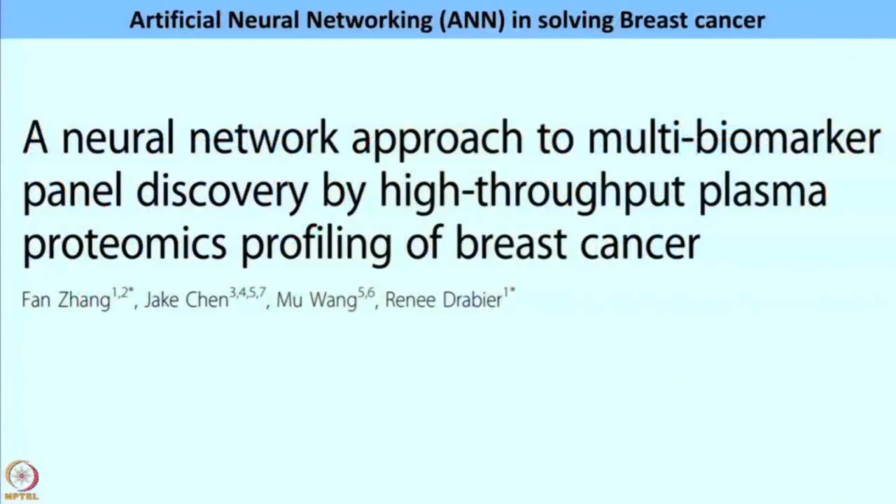So, now we are able to understand how proteogenomics and correlation of mRNA and protein can give us better insights into a particular disease. But to deal with this amount of big data and prepare a panel which can help in the treatment or diagnosis of cancer, we need to think about different predictive and machine learning based analysis. I have taken an example of a paper, a neural network approach to multi-biomarker panel discovery by high throughput plasma proteomics profiling of breast cancer.